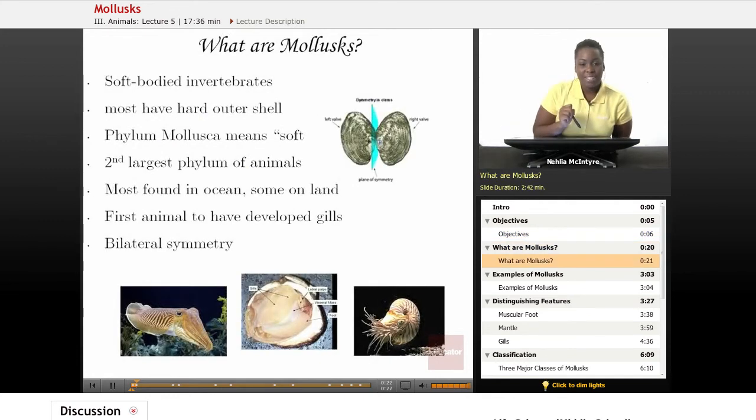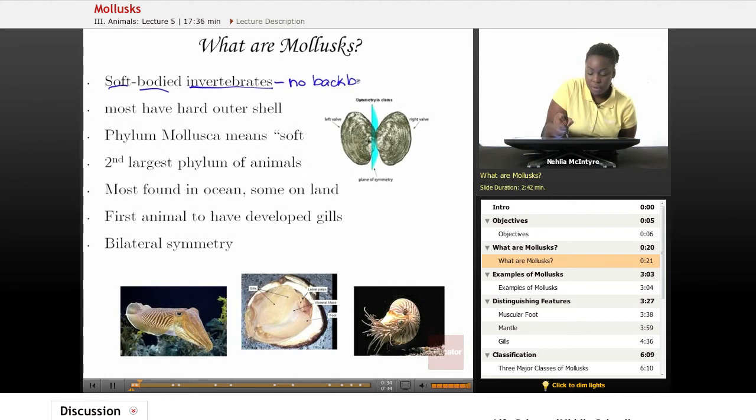Let's start by asking the question, what are mollusks? Mollusks are invertebrates. They're actually soft-bodied invertebrates. Invertebrates, again, mean that they have no backbone. Mollusks may have soft bodies, but they can also have a hard outer shell which protects that soft body from any type of predator or damage.